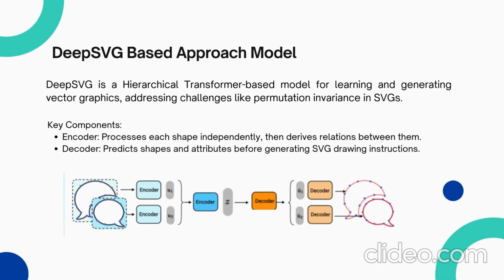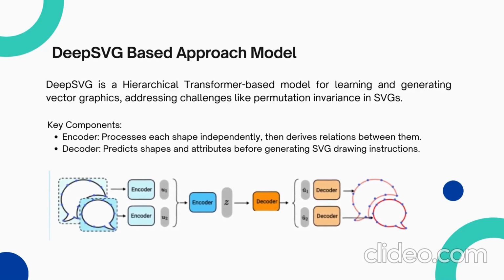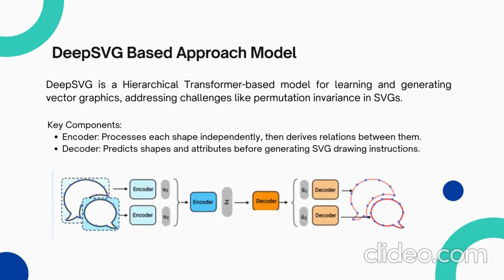For our deep learning path, we chose the Deep SVG model. Deep SVG is a hierarchical transformer-based model for learning and generating vector graphics. It consists of an encoder and a decoder. The encoder first processes each shape, then captures their relationships. The decoder predicts shapes and attributes and then generates the final SVG drawing instructions.